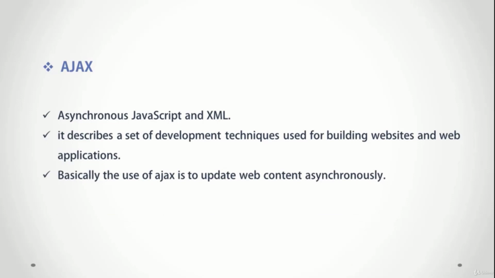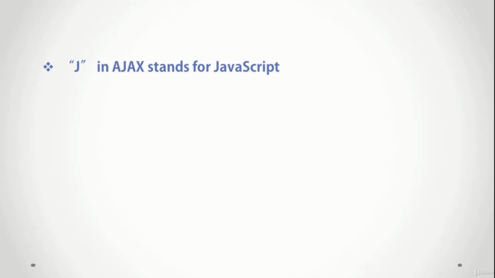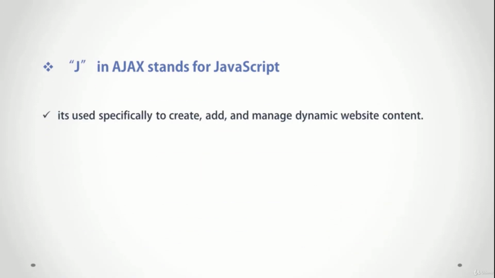Basically, the use of Ajax is to update web content asynchronously. It means a user's web browser doesn't need to reload an entire web page when only a small portion of content on the page needs to change. As mentioned above, the J in Ajax stands for JavaScript. It's used specifically to create, add, and manage dynamic website content.